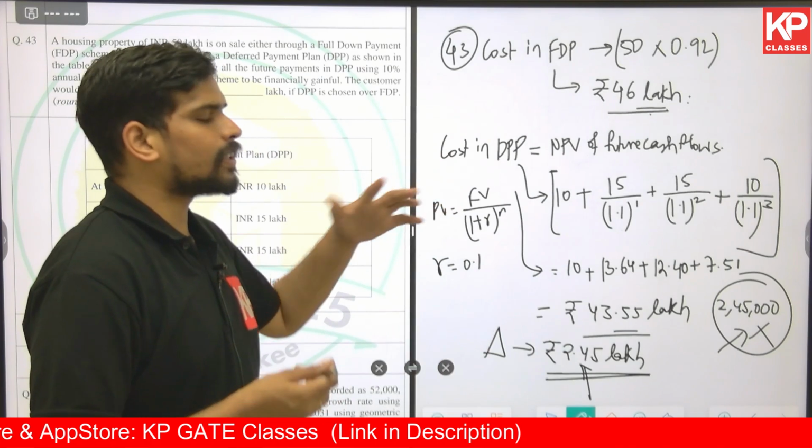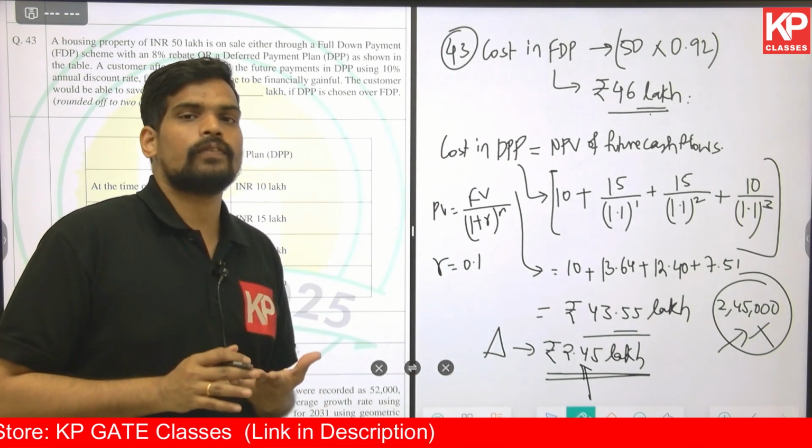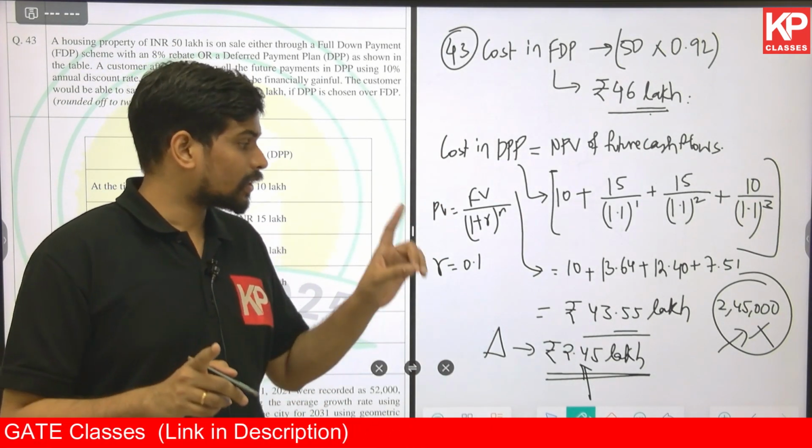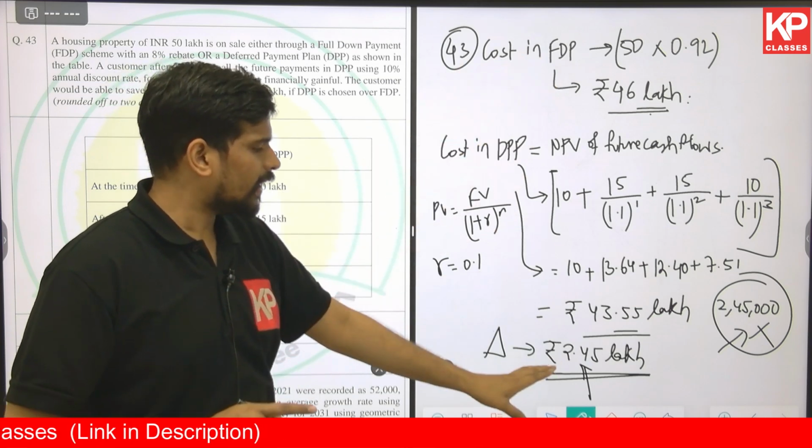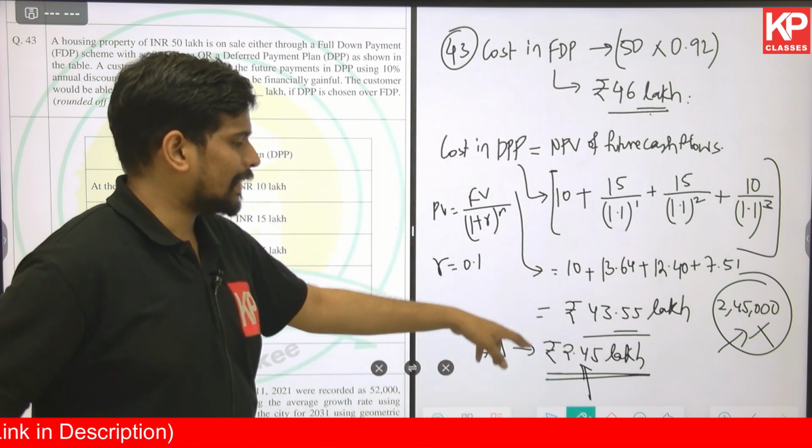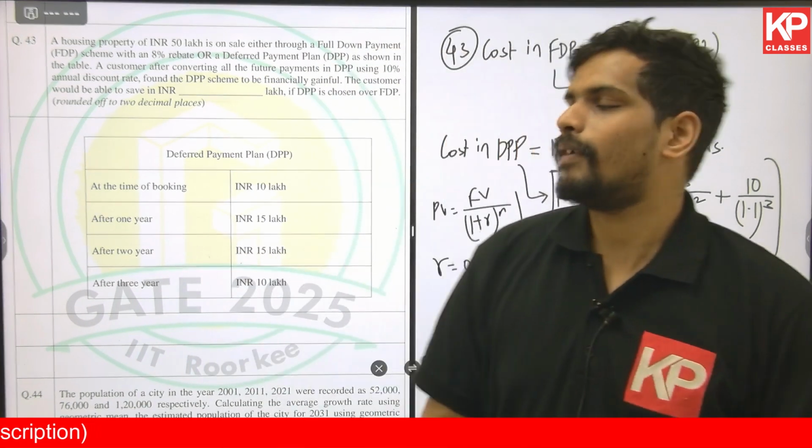So if you select this deferred payment plan scheme over the full down payment scheme with an 8% discount, even after the 8% discount, this is costly. You're going to save 2.45 lakhs in this scheme. That's what you get from the time value of money concept.